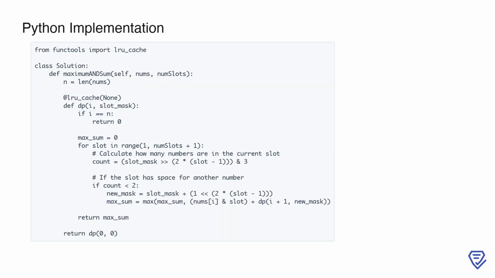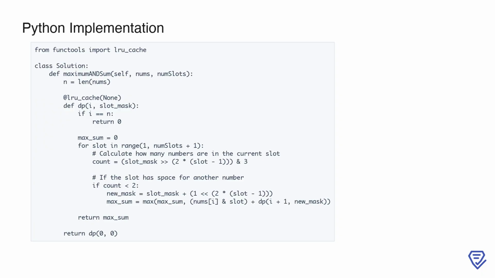This Python implementation solves LeetCode problem number 2172, Maximum AND Sum of Array, using dynamic programming with memoization. The problem involves assigning elements of the array nums into numSlots, where each slot can hold up to 2 numbers, to maximize the sum of bitwise AND operations between the numbers and their slot indices. The solution uses a helper function dp(i, slot_mask), where i is the index of the current number in nums, and slot_mask is a bitmask representing the number of elements already placed in each slot.